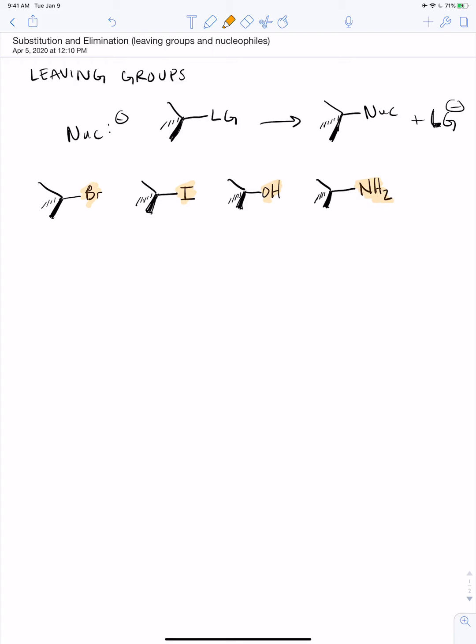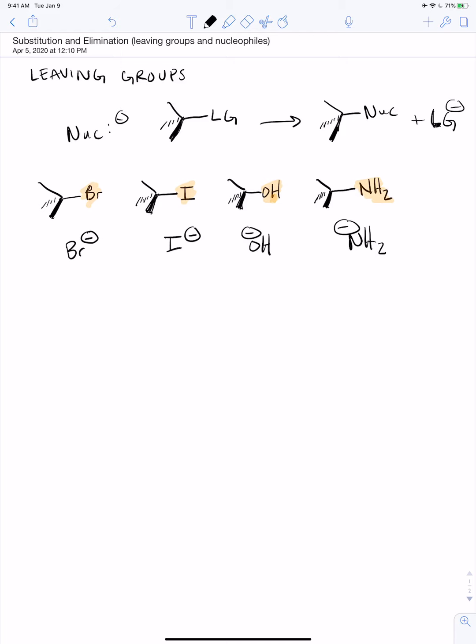Leaving groups are never going to be just a hydrogen, or a carbon that's going to leave or something like that. It's almost always going to be some sort of heteroatom, or some sort of fancy carbon functional group, which is less common but can happen. If we wanted to consider how good these leaving groups are, you could just consider in your mind what it would look like after it leaves. So what's this one going to look like after it leaves? It's going to form Br minus. This one's going to form I minus. This one's going to form OH minus. And this one's going to form NH2 minus.